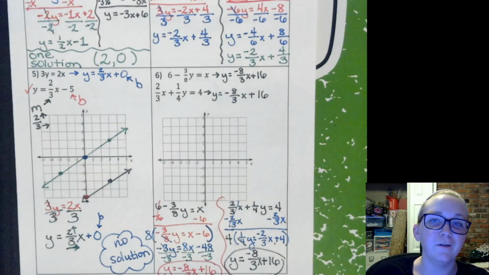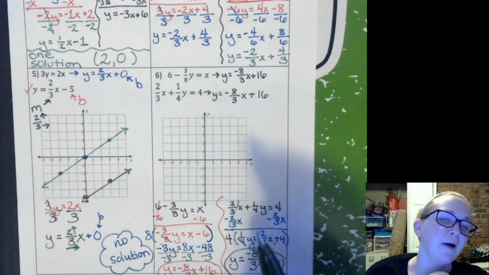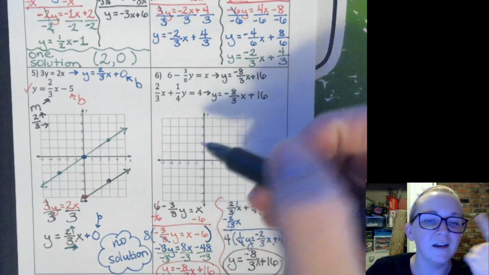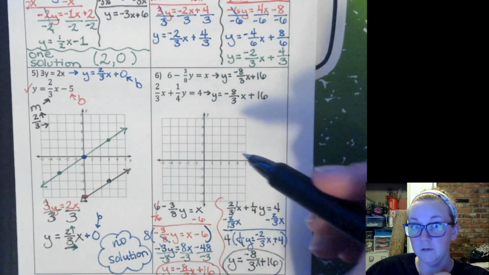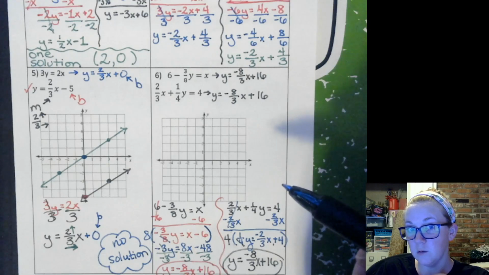Plus, it doesn't technically fit on the graph because Miss Howell messed up. See how it says plus 16? Do you got 16 on there? Because I don't have a 16.